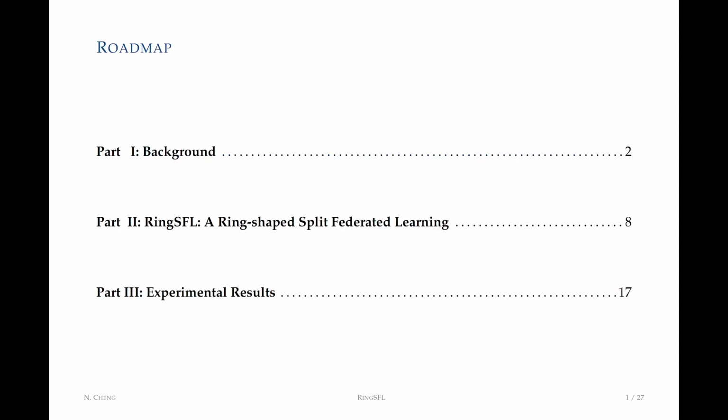My talk will be divided into the following three parts. In part 1, the background includes the introduction of traditional machine learning methods, federated learning, and split learning, as well as some current problems and challenges. The second part is about our research details, where I will introduce our proposed RingSFL scheme, including training process, model split scheme, and some discussions. The third part is the experimental process and the results.